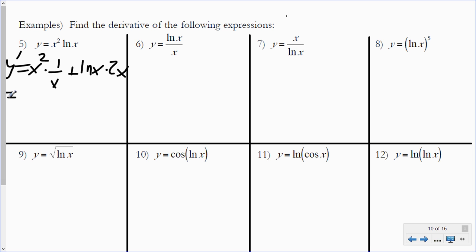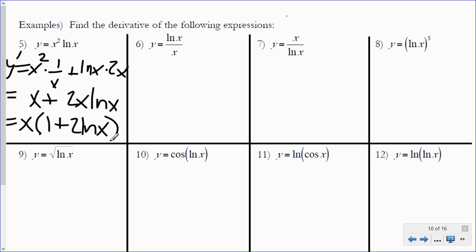And then we can simplify because x squared times 1 over x just simplifies to x. And then in our second term, I'd probably just put the 2x in front of the natural log of x. And then you might also see it factored. We could factor out an x from each term, which would leave 1 plus 2 times natural log of x.